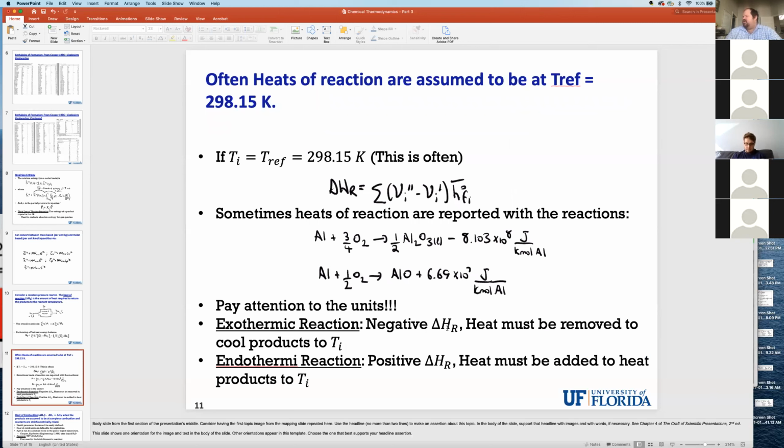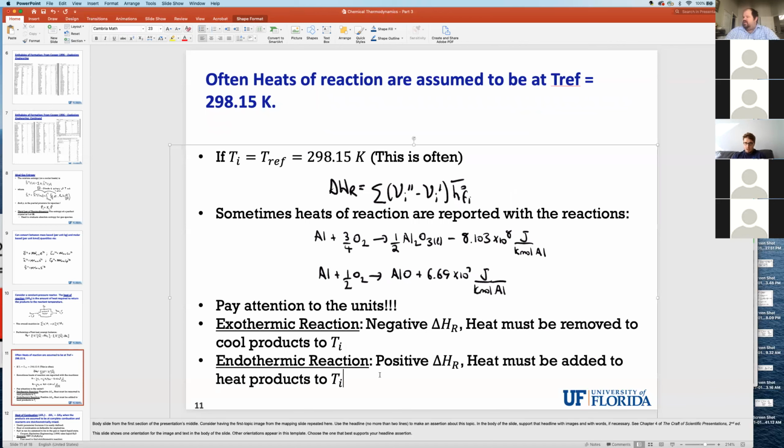An endothermic reaction is the exact opposite. That could be a reaction such as splitting H2 into 2H, or O2 into 2O, or H2O into H2 plus O. Those are all endothermic reactions. And so to maintain constant temperature, you're going to have to add heat to the system.